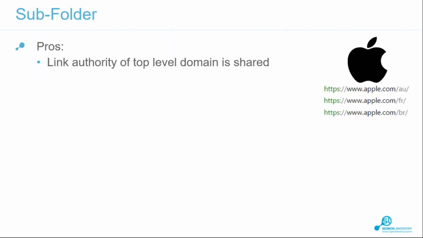You can see their Australian, French and Brazilian sites all hosted on that generic apple.com global domain. Now the real advantage of this approach is that because everything is stored on one single domain, there's a lot of link authority sharing from that single domain. So all the link equity that's built up within apple.com, taken from any inbound links pointing to any pages on that domain, it's going to be shared across all the other pages within that domain as well.